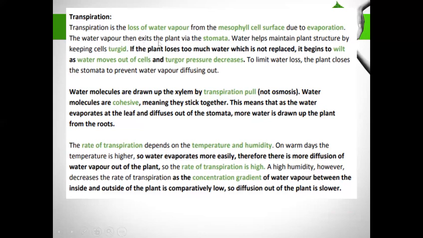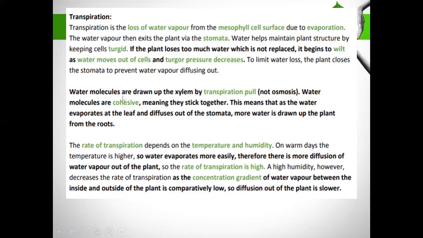The water vapors then exit the plant via the stomata. You know what stomata are? These are the openings in the plant. Water helps maintain plant structure by keeping cells turgid, because when the guard cells take in too much water, these cells become turgid, swollen, and then the stomata open. If the plant loses too much water which is not replaced, it begins to wilt, as water moves out of cells and turgor pressure decreases. To limit water loss, the plant closes the stomata to prevent water vapor diffusing out.